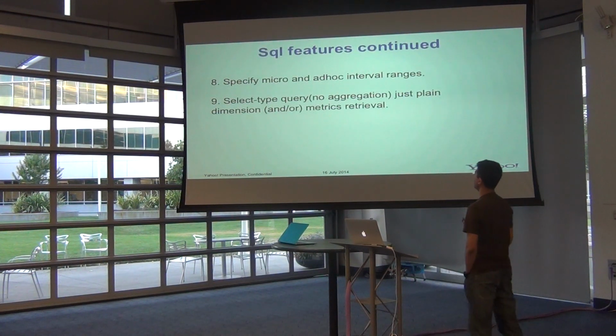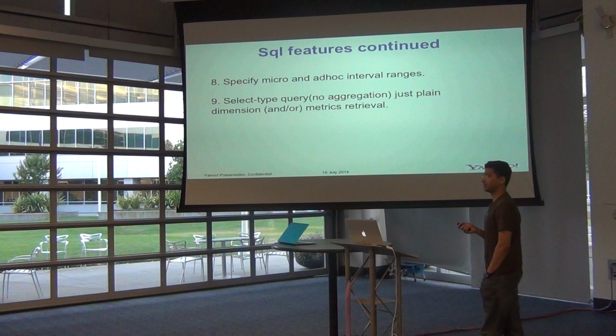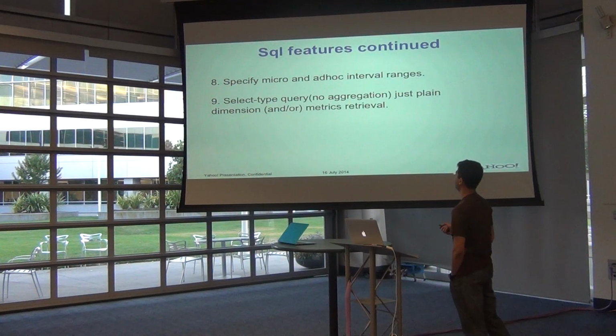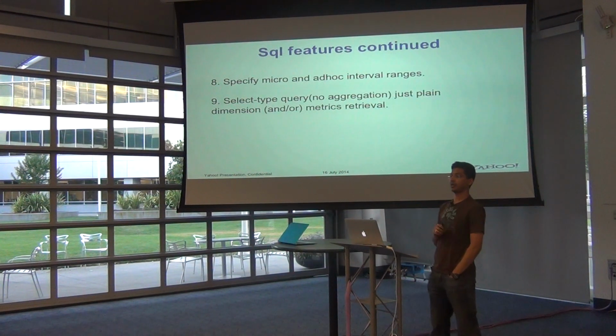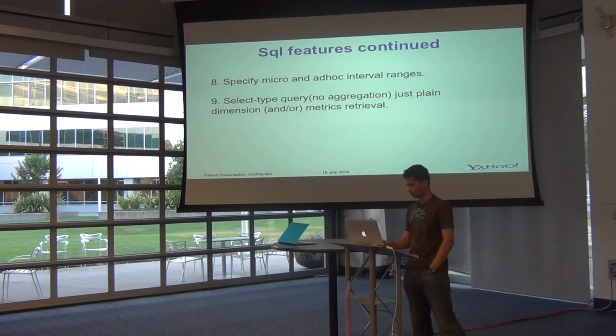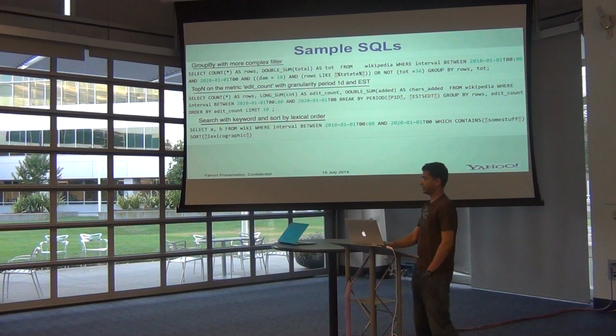And then we have already seen you can specify micro interval ranges like specific hours of granularity and things like that. And we also saw the select type query where you ask for plain dimensions and metrics to provide aggregations. We have seen that in the demo.